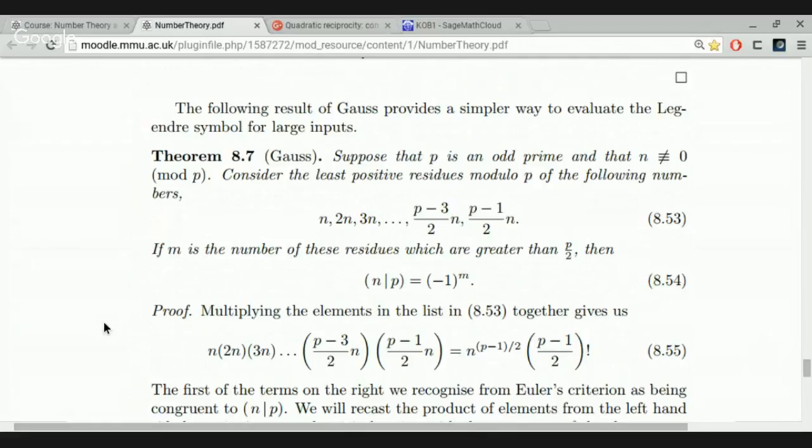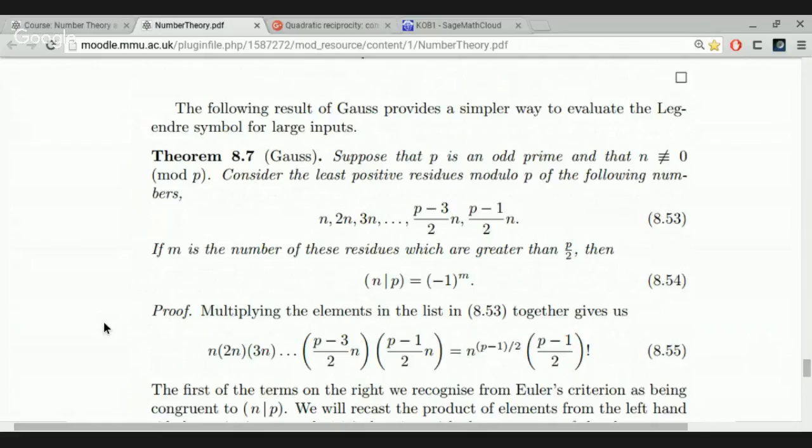You have the first half, 1, 2, 3, 4, 5, 6, all the way up as far as the midpoint. And then the second half is from the next one, just after the midpoint, up to the end, p minus 1. And these multiples of n, some of them will land in the first half, some of them will land in the second half. And m is just the count of the number of them that do land in the second half.